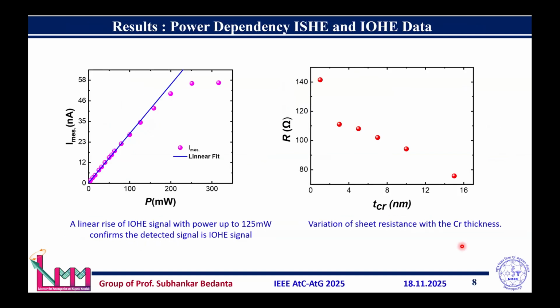Then we did the power dependence of the measured signal for the chromium 10 nanometer sample. At lower power, we see a linear enhancement of the measured signal, which again confirms the signal is due to the inverse spin orbital Hall effect. The nonlinearity at higher power is due to thermal effects. This spectrum is the sheet resistance, which we calculated from the van der Pauw technique for samples with different chromium thickness. It clearly decreases with chromium thickness.